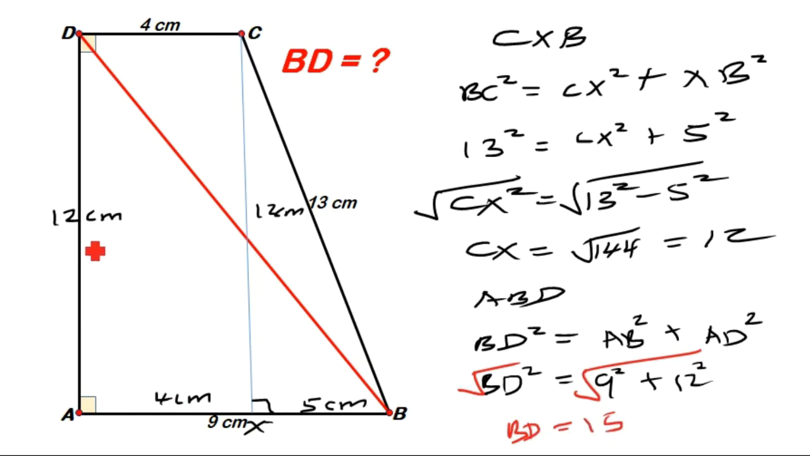And remember the units was centimeters. So the length BD is 15 centimeters. So from B to D is 15 centimeters. Ladies and gentlemen, that is the simplest trick to determine the length of BD in this simple geometry problem.